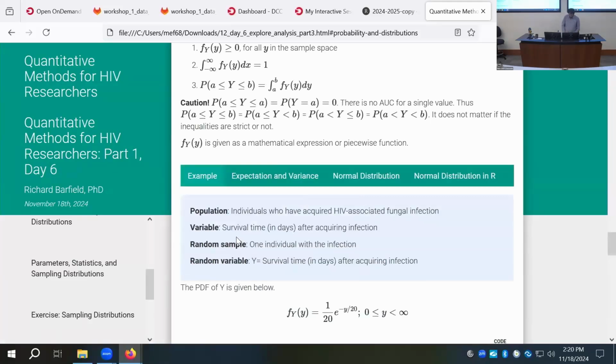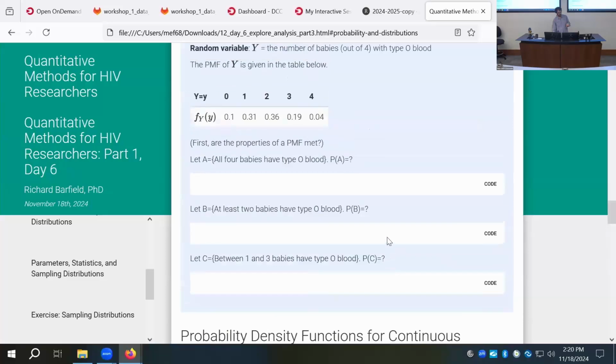So if we were looking at, say, individuals who've acquired an HIV-associated fungal infection, and we wanted to know their survival time, our random sample would be one individual, and our random variable would be some survival time in days after acquiring.